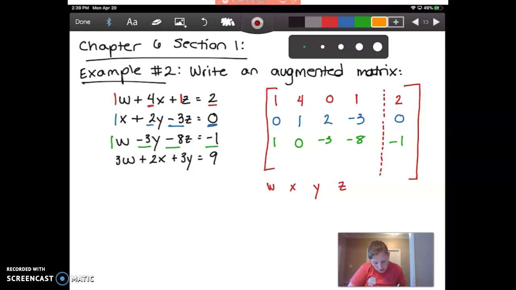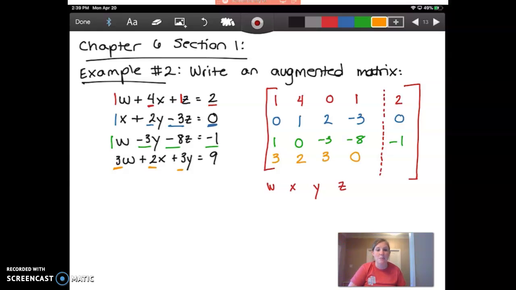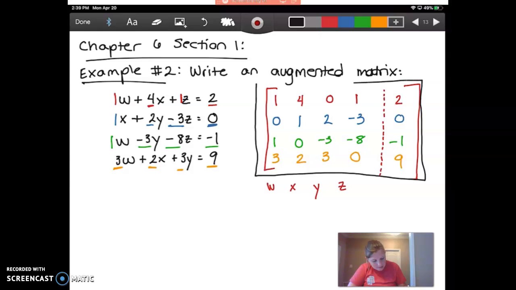Very last equation, I have 3w, 2x, 3y, and no z, so I put a 0 in place of the z value, and then on the right-hand side of the equal sign is the number 9. My answer is actually this entire matrix. So you're not solving it, you're simply writing it as an augmented matrix.